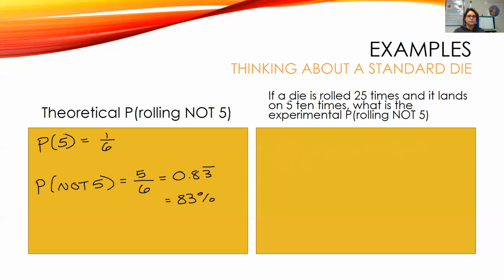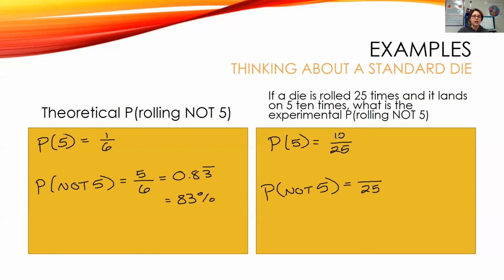Let's look at an experimental. If a die is rolled 25 times and it lands on 5 10 times, what is the experimental probability of rolling not 5? So again, let's start with the probability of rolling a 5. Out of our 25 rolls, 10 of them were that 5. But we want to know the probability of not 5. So if 10 of the 25 were landing on 5, how many were not 5? How many were those other numbers?